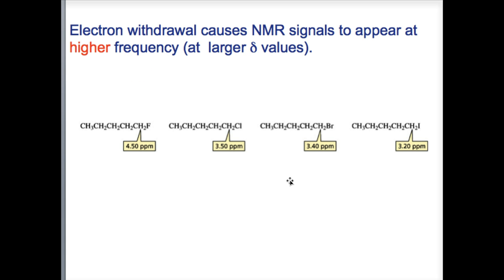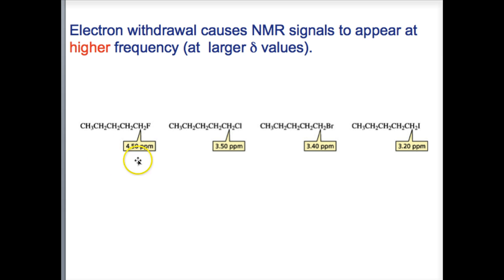And this is just illustrating that we have different halogens attached to the same string of carbon atoms and protons. Here's iodine, bromine, chlorine, and fluorine. Of course, iodine is the least electronegative, and fluorine is the most electronegative.